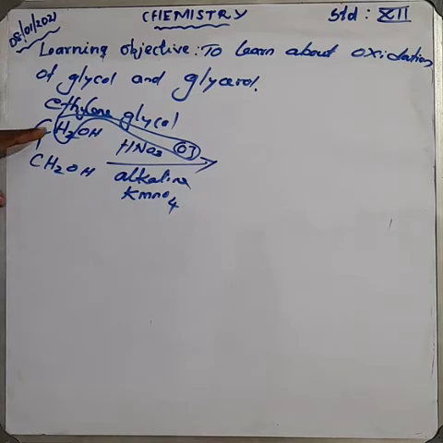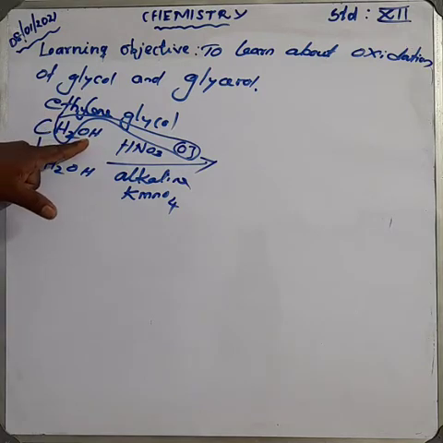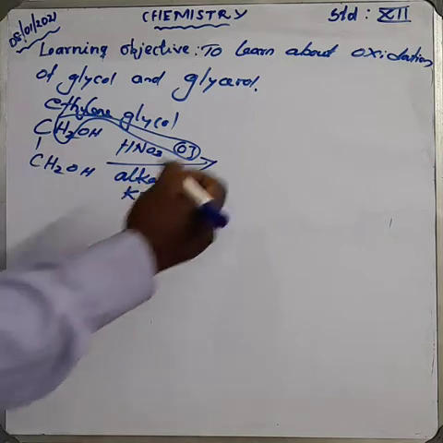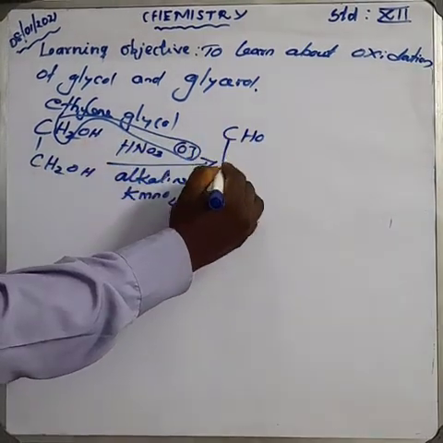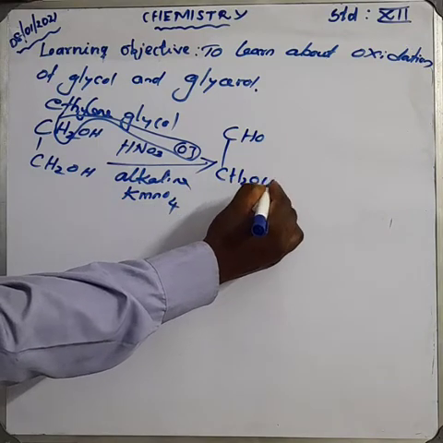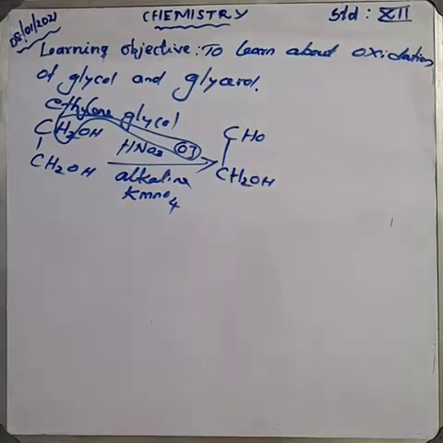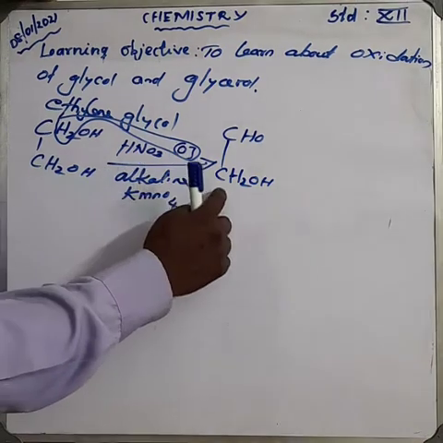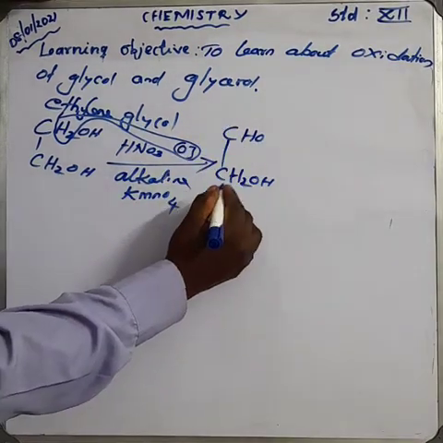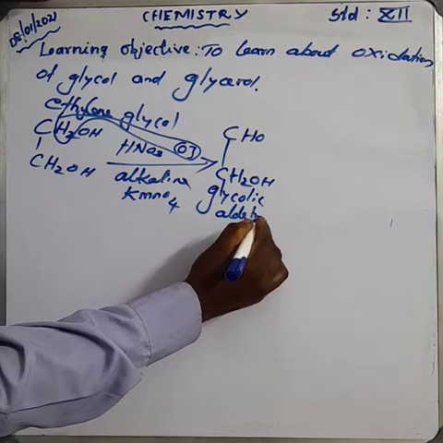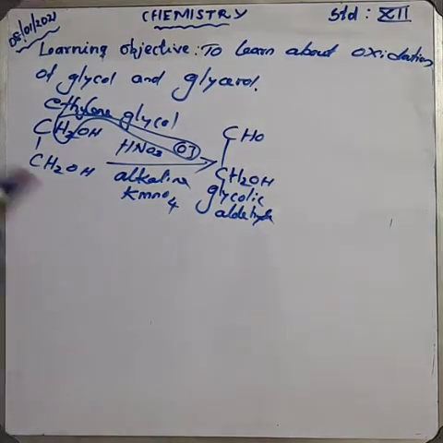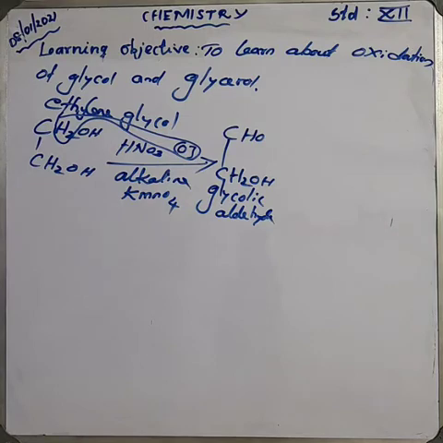So CH2OH is converted into CHO. Okay? CH2OH is converted into CHO. Here, CH2OH. So the product is the glycolic aldehyde. The product is what? Glycolic aldehyde.